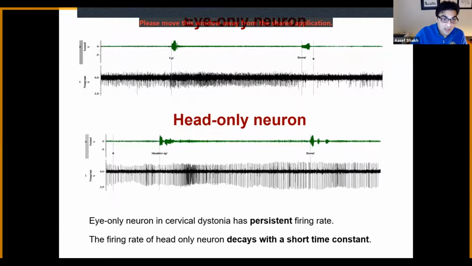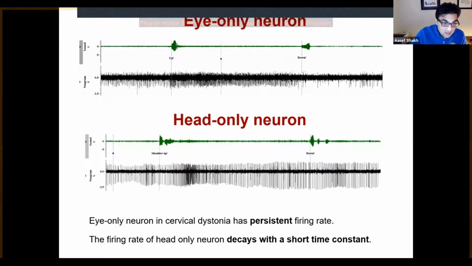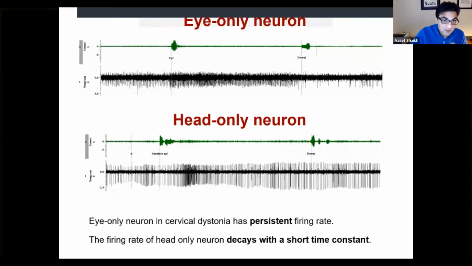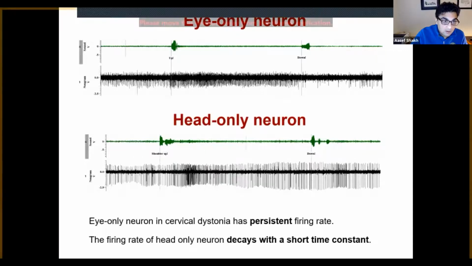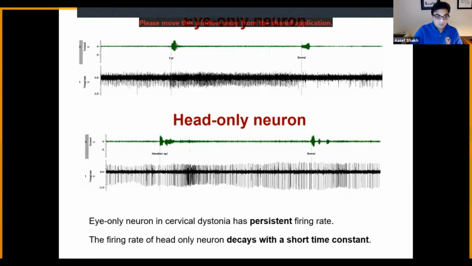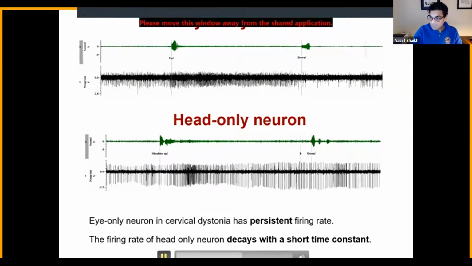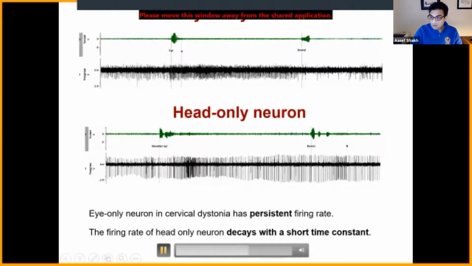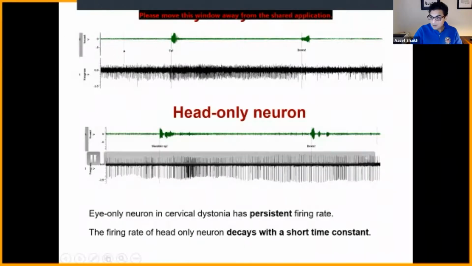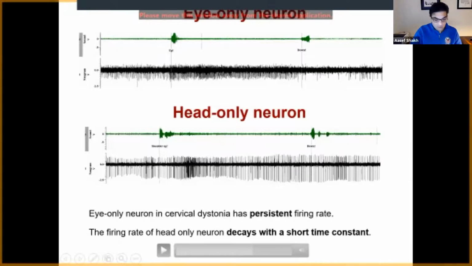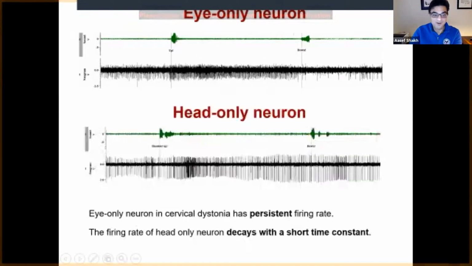In contrast, for the head-only neuron, there is no persistent firing rate. What you can see here is a baseline firing rate, and when the patient is asked to look up, it goes up and then it decays down. For some reason, I'm not able to pause the tape, but you got the point, right?